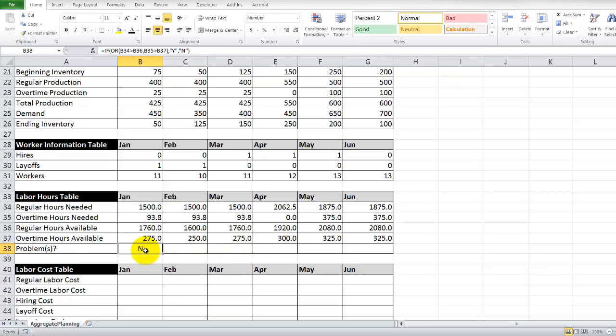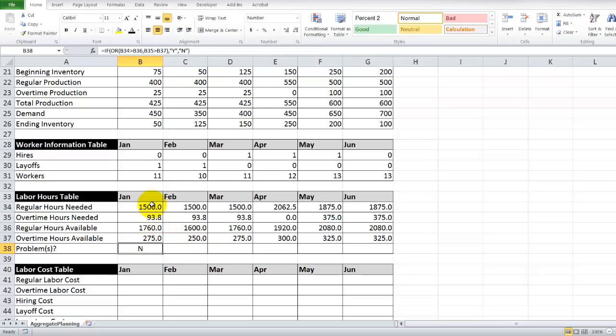So let's think about this from a visual point of view, or just think about it from a logical point of view for just a second. We have 1,500 hours needed, but we have 1,700 hours available. So we have actually an excess of hours available. Similarly, we only needed 93 hours of overtime, and we have 275 available. So we have no production planning problems whatsoever.